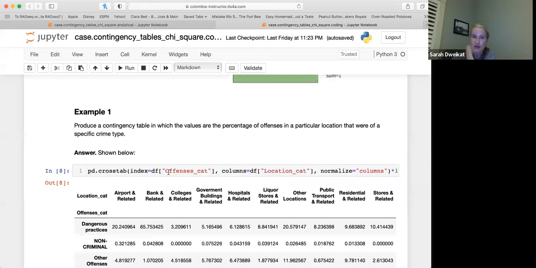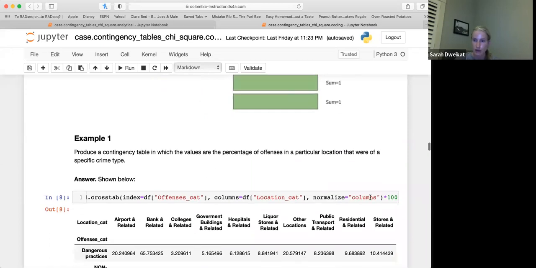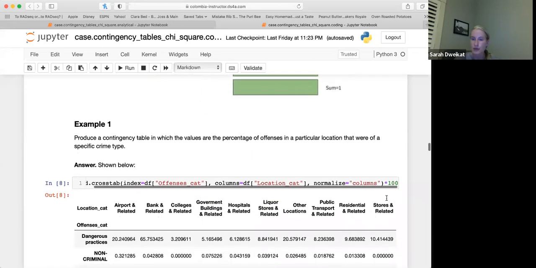Again, the same thing. We say, what column do we want to pull for the rows of our table? And here we're saying our offenses, we want those to be the rows. And then we say, what do we want the columns to be? We want that to be the location cat. And so that here becomes our columns. And then we want to normalize by columns. We also could have said normalize by index, but here we're saying normalize by columns. And then we want to multiply it by 100.